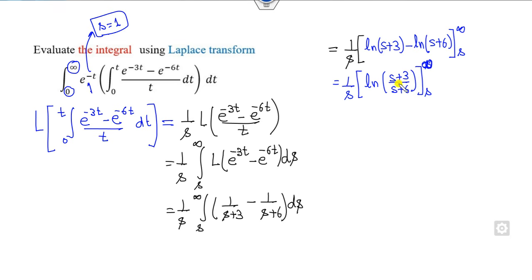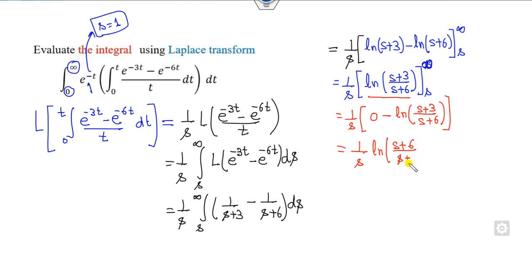When I substitute infinity, infinity over infinity is 1, so ln 1 is 0. Remember, this infinity is only substituted in this case, not in here. So it is 0 minus ln of (s plus 3)/(s plus 6). So that is 1 over s times ln of the reciprocal, which I can adjust as here.